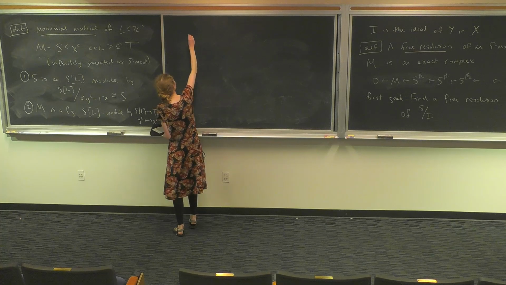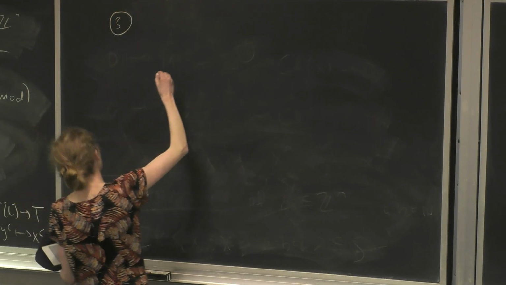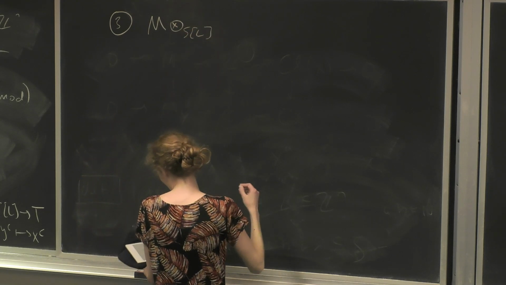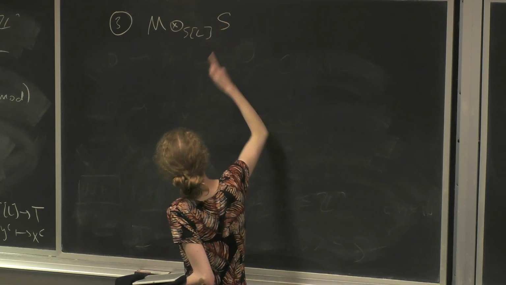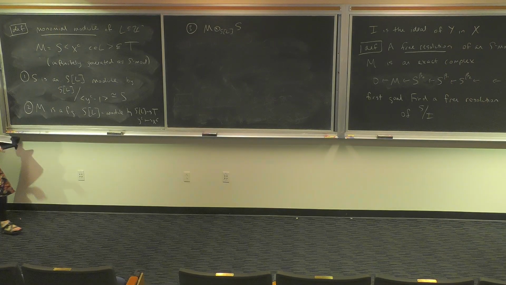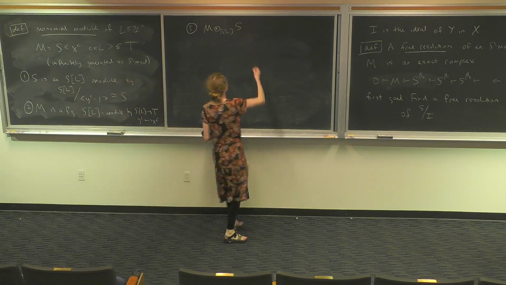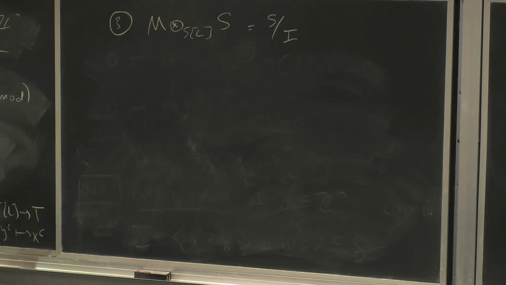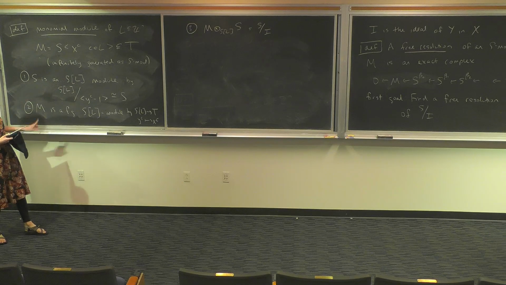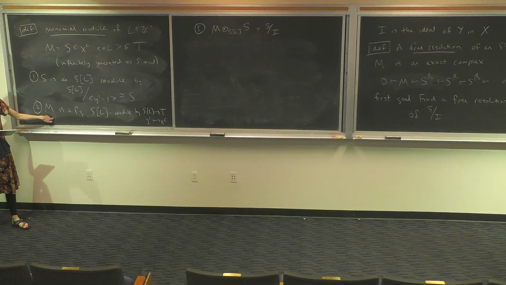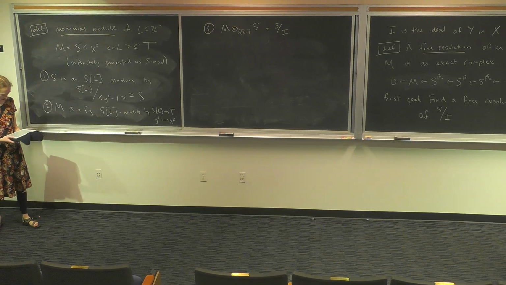is because if you tensor M over SL with S, so here S is an SL module like this, and M is an SL module like this, we're going to tensor them together. This is actually just S mod I. So if we want to resolve S mod I, we're going to resolve this first, and then tensor to get a resolution of S mod I.